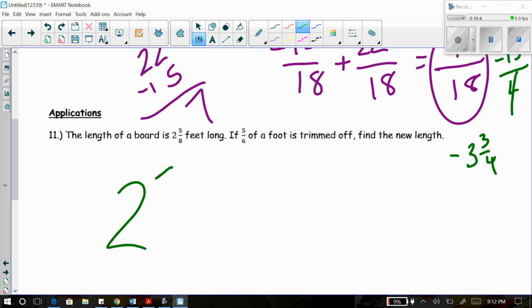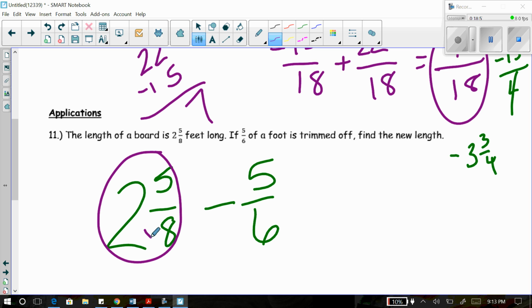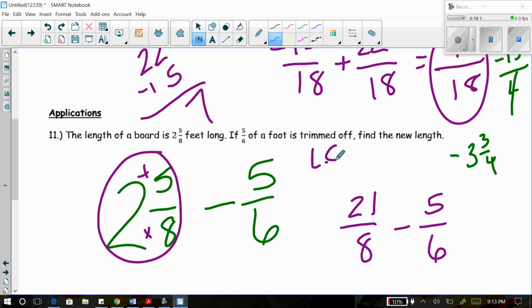Well, we have the length of our board. And if we're trimming it off, we're taking it off, we're going to subtract 5/6. And, well, let's do it. Okay, step 1, change all your mixed numbers into improper fractions. 8 times 2 is 16, plus 5 is 21 over 8, minus 5/6. Find your LCD. Smallest number that 8 and 6 can both go into. 24.